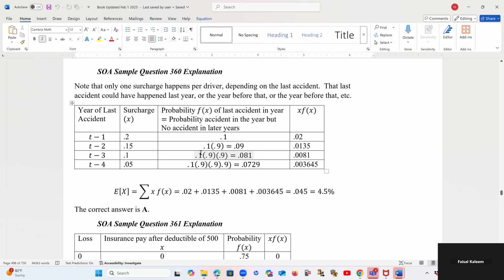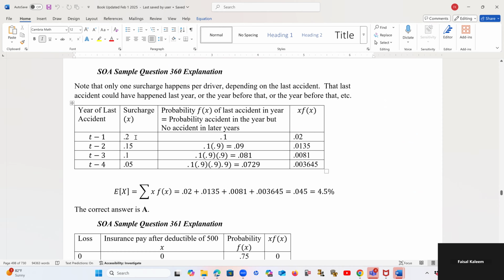Similarly, if the last accident happened 3 years ago, which means no accident happened in the last year and the year before, so 0.9, 0.9, and then an accident 3 years ago, 0.1. And similarly, the probability the last accident happened 4 years ago means no accident happened in the 3 years prior to the current year, 0.9, 0.9, 0.9, and then an accident 4 years ago, 0.1.